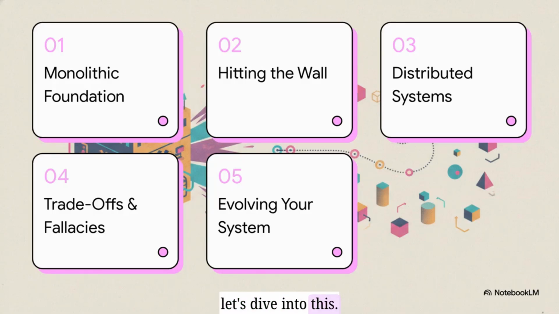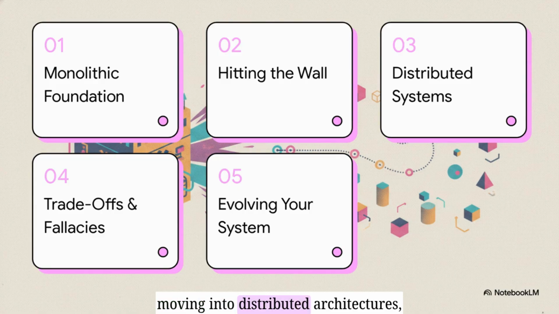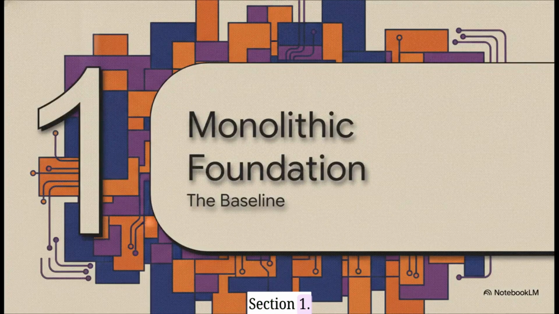Okay, let's dive into this. We're going to trace the natural life cycle of a growing app, starting with the monolithic foundation, what happens when you hit the wall of scale, moving into distributed architectures, weighing the trade-offs and fallacies, and finally, how to actually evolve your system. Section 1, the monolithic foundation.